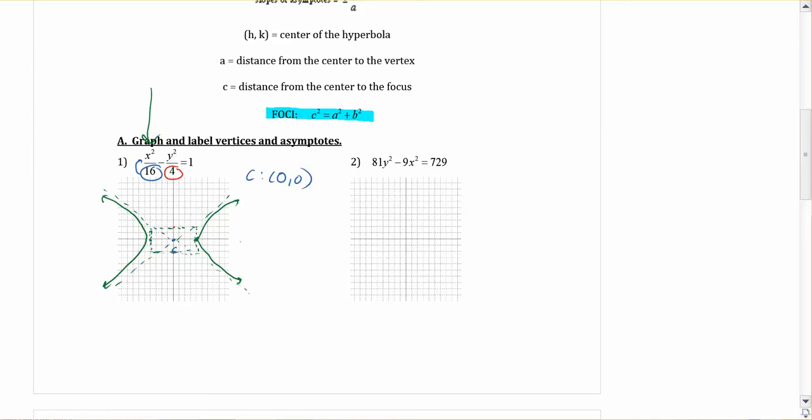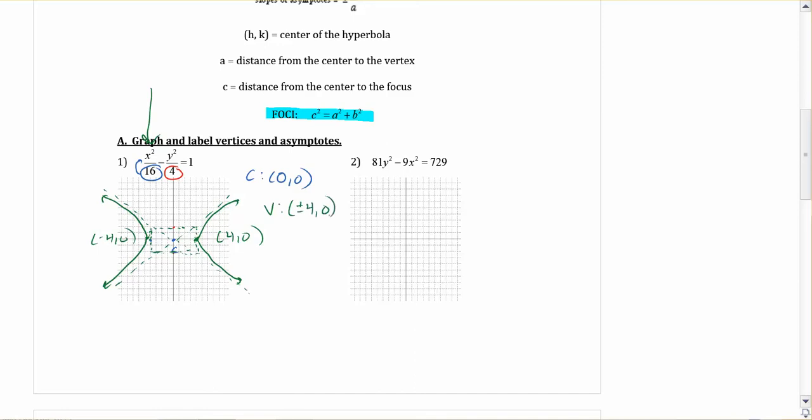Okay. Now, let's go ahead and label our vertices. Well, our vertices are going to be the max or min of each of the branches. So this is going to be, well, I went over 4 to get there, right? So this is 4, 0. And then the other vertex is going to be negative 4, 0. And if you want, you could always write those as plus or minus 4, 0.